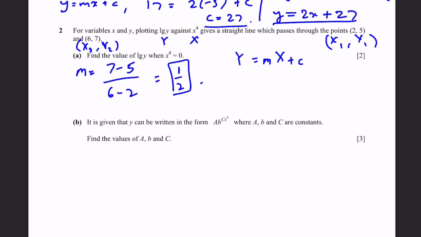And now the line equation. We have, let's take this point here, 2 comma 5, and we have m already, which is half. So half times 2 is equal to 5 plus c, and c is equal to 4 because of that.